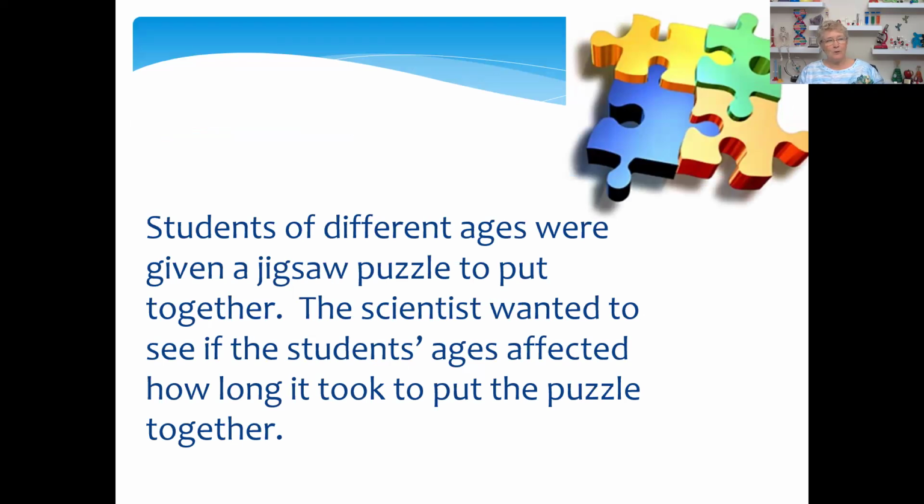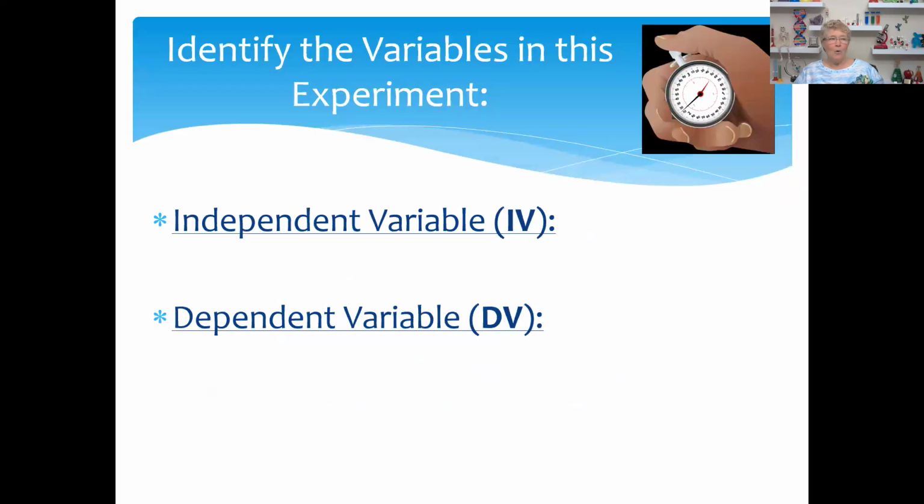Students of different ages were given a jigsaw puzzle to put together. The scientist wanted to see if the students' ages affected how long it took to put the puzzle together. What is our independent variable? All right, James and Mina, yeah. The age of the students is going to be the independent variable. What is the dependent variable?